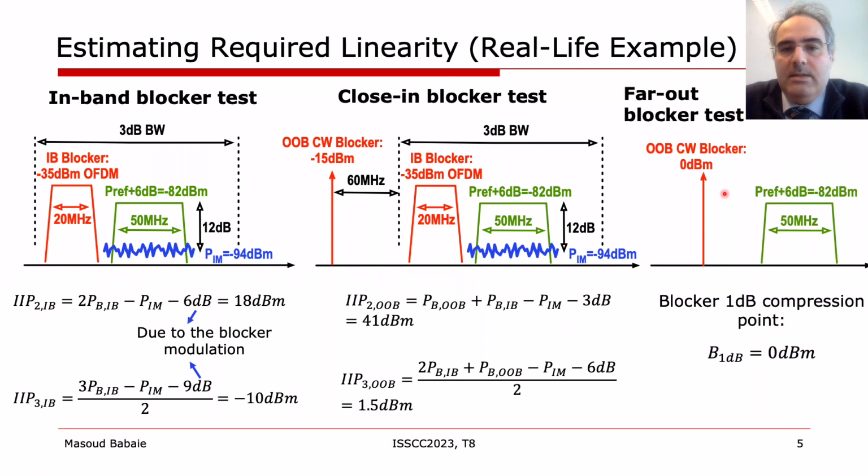The last test is the far-out blocker test, where the receiver should maintain its linearity and performance while dealing with a 0 dBm far-out blocker. As a result, the receiver blocker 1 dB compression point, or B1dB, must be above 0 dBm.